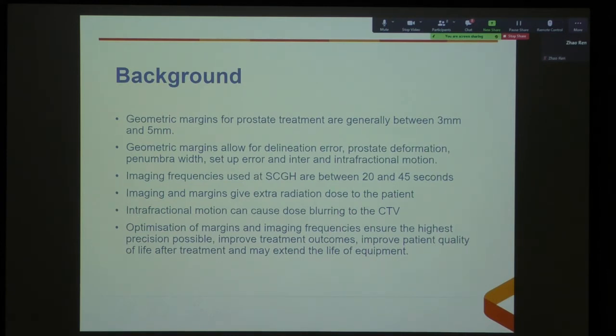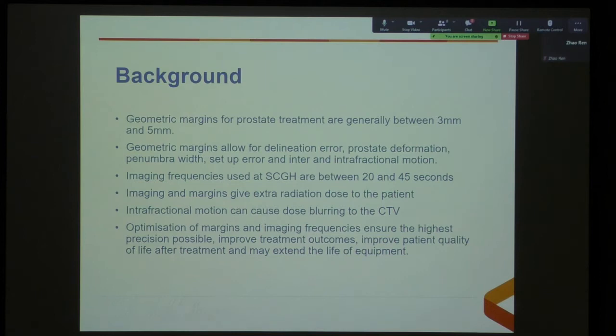Imaging does give some extra radiation dose to the patient, and the margins obviously give extra radiation dose to the healthy tissue. So whilst the motion that occurs during a patient's treatment does not cause dose miss because it's continually moving, it does cause dose blurring, so there may be less dose delivered to certain parts of the clinical target volume. So optimizing both the margins and the imaging frequency will help us to treat with precision. It helps improve treatment outcomes.